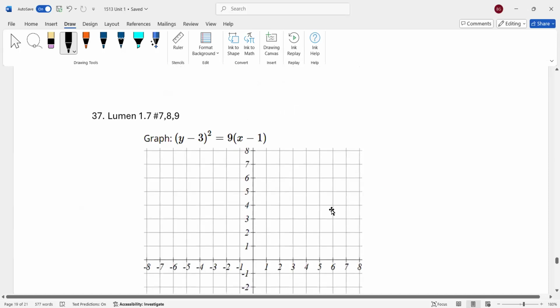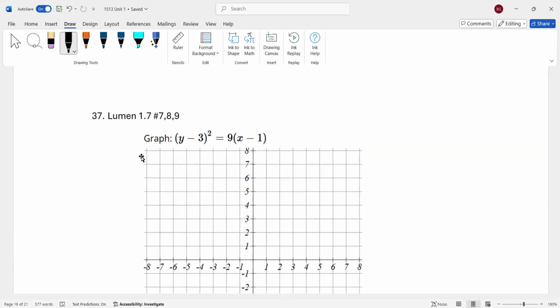In section 1.7, there are 3 problems. It's actually the 3 problems about the formula for parabola.